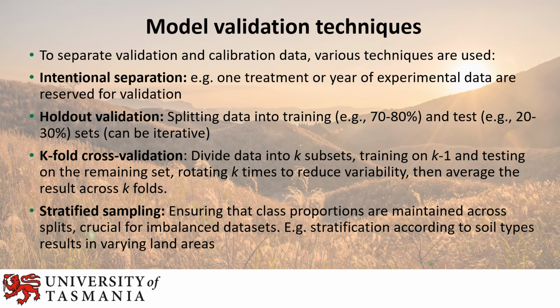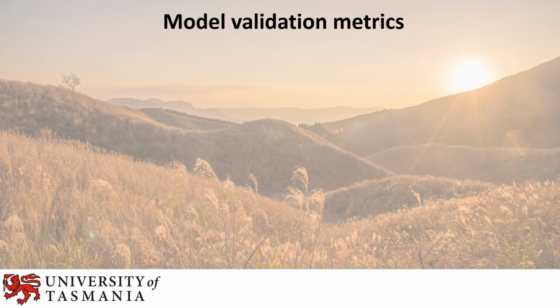Then you have stratified sampling. And so that's where you have imbalanced data sets. And it's particularly useful for when you're calibrating soil types, which are typically divided into irregular strata, which might be based on a particular soil type or a land management or agroecological zone or a combination thereof.